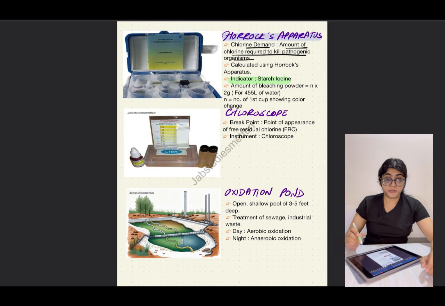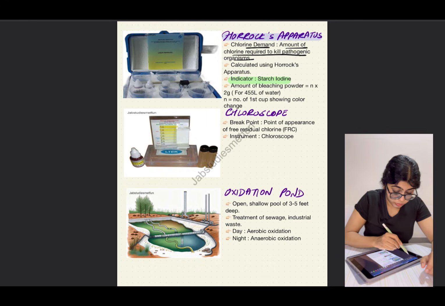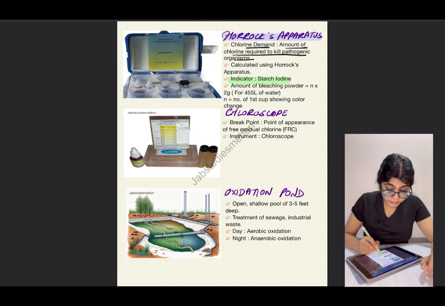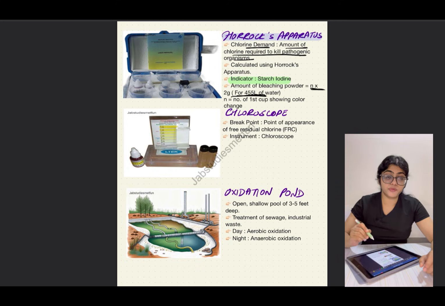And the formula for it is the amount of bleaching powder that is required, that is your chlorine demand, is equal to n multiplied by 2 grams for 455 liters of water. So what will happen is you'll put the reagent in the sample water, and n is the number of cups that is required to change the color of the reagent.